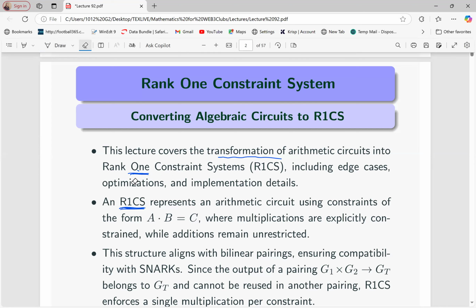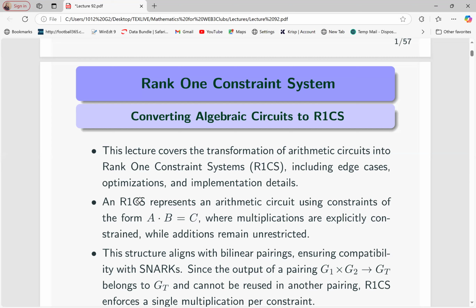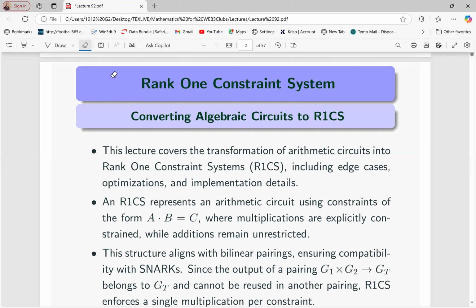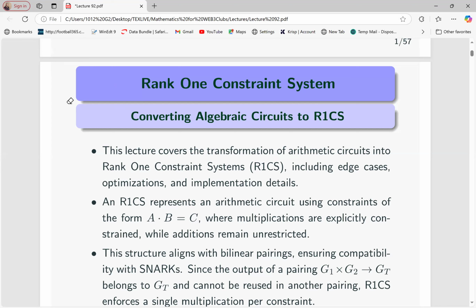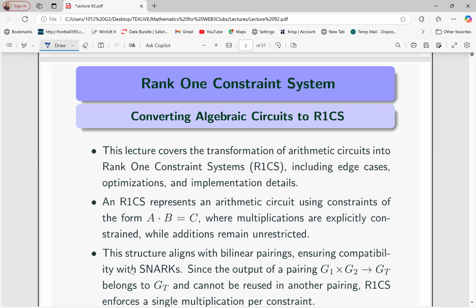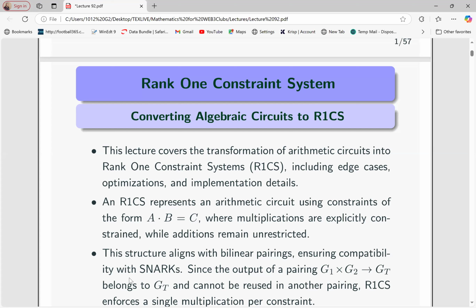Now, what are these equations? When do we say that an equation is in the form of a rank 1 constraint system? An equation is in a rank 1 constraint form if it has only one multiplication, but additions can be several. We can have several additions, but multiplication must only be one.